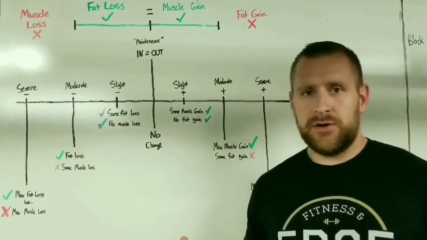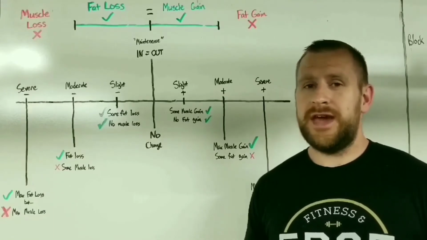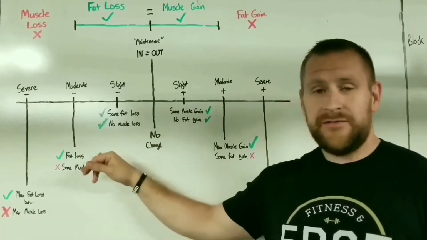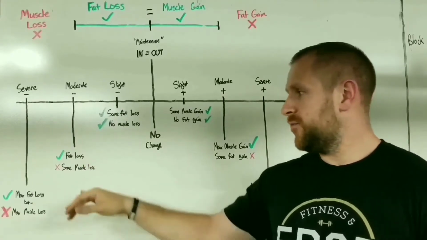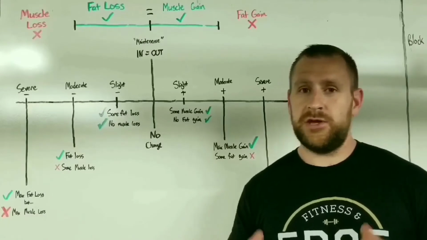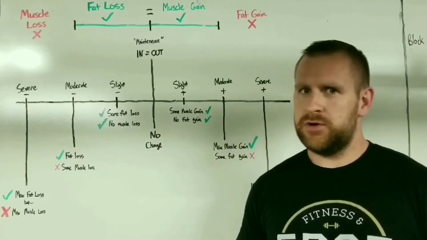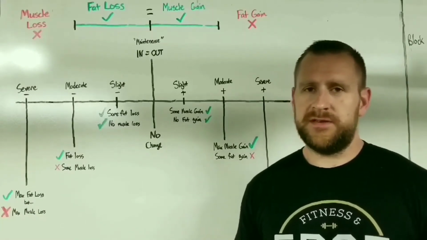With a moderate caloric deficit, this is probably around 400 or 500, maybe even up to a 1,000 calorie deficit, which is maybe a little more on the severe side, you're going to have a lot of fat loss, but you're going to have some muscle loss. Again, this is really only if you need to lose weight for health purposes, not because you want to look good for summer, but really just for health purposes.